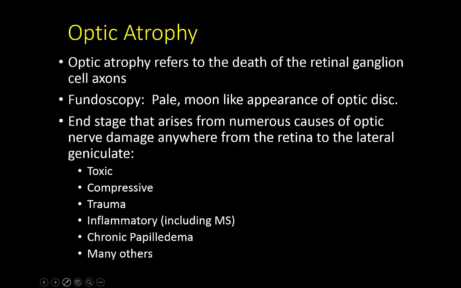Now, the next finding is optic atrophy. Optic atrophy refers to the death of the retinal ganglion cell axons. On fundoscopy, the entire disc will look pale, moon-like appearance. It really is an end-stage phenomena that occurs from numerous causes of optic nerve damage, any place in the retina all the way back to the lateral geniculate. This can be optic neuropathies which are toxic, optic neuropathies which are compressive, that occur from trauma, those that occur from inflammation like sarcoidosis or multiple sclerosis. You can see this from chronic papilledema, among many other causes.